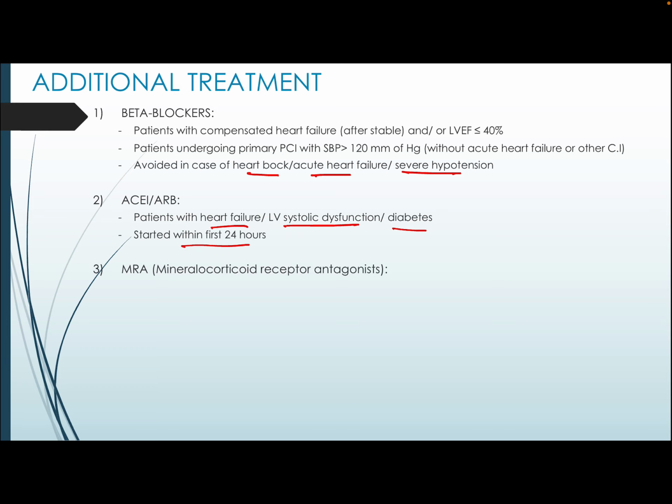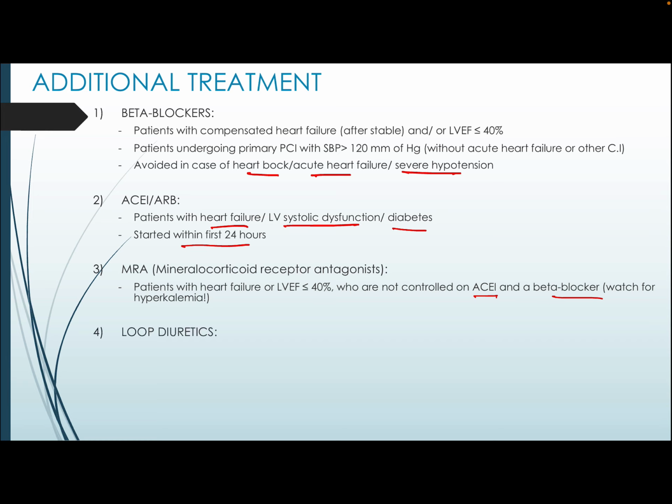The next is the mineralocorticoid receptor antagonists like spironolactone. Now these are given for patients with heart failure or a left ventricular ejection fraction less than 40% who are not controlled on an ACE inhibitor or a beta blocker. Very important here, you have to watch for hyperkalemia.